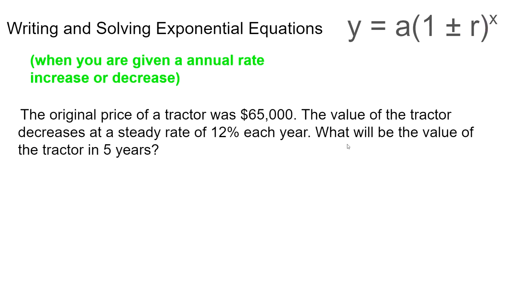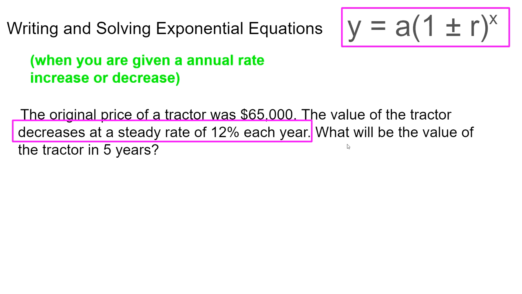All right, so now another problem. It says our original price of our tractor is $65,000. The value of the tractor decreases at a steady rate of 12% every year. What will be the value of the tractor in 5 years? Okay, once again, you'll notice how they give us a decrease, a steady rate of 12%. That tells us we're using this formula. There's no multiplier. We're going to have to make one from this rate.